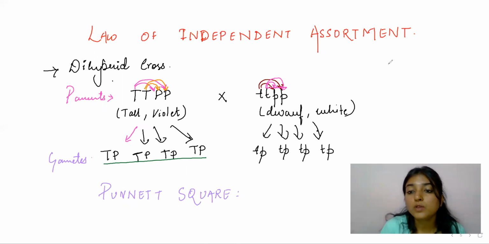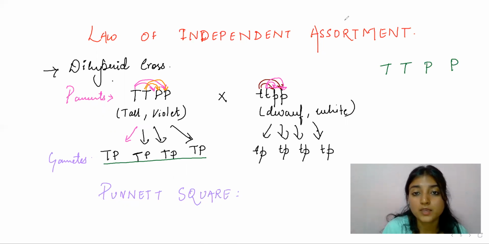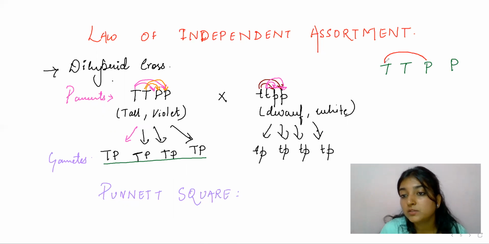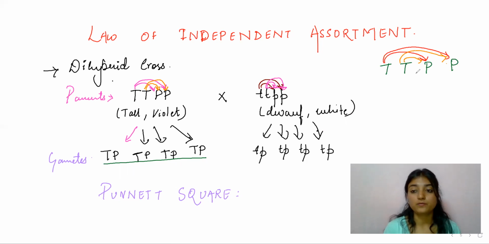If you want to learn to produce the gametes, I'm explaining it here. This capital T with this capital P, then this capital T with this capital P, this capital T with this, and this with this. So we will get the four gametes.